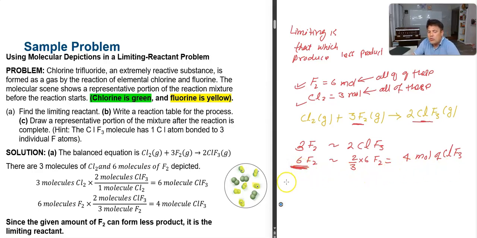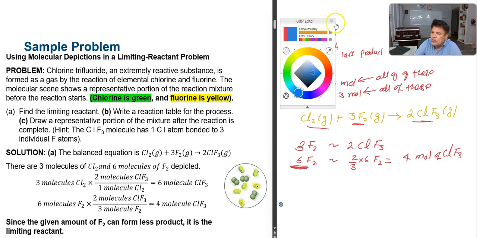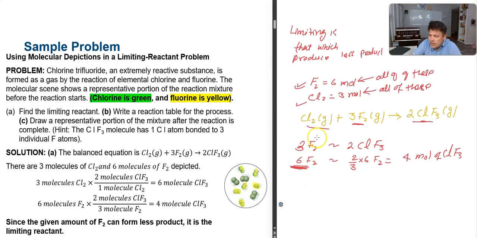Now let's find out how much all of chlorine produces. Let's go to the chlorine relationship. Now let me take another color for the chlorine relationship, and it will be easy to distinguish, right? The chlorine and the product relation says that 1 chlorine is equivalent to 2 ClF3. But you have how many chlorines? 3. 3 chlorine is equivalent to 3 times 2 ClF3, equal to 6 ClF3.